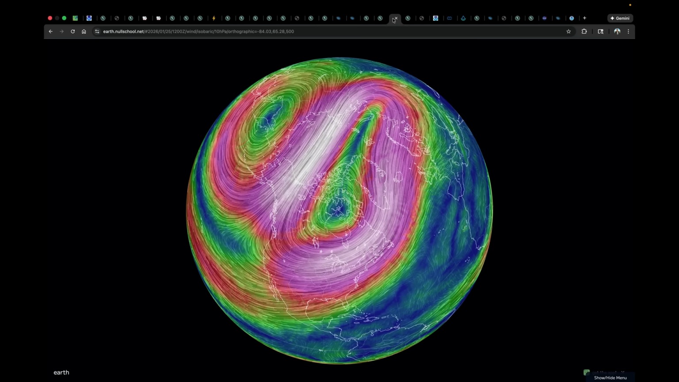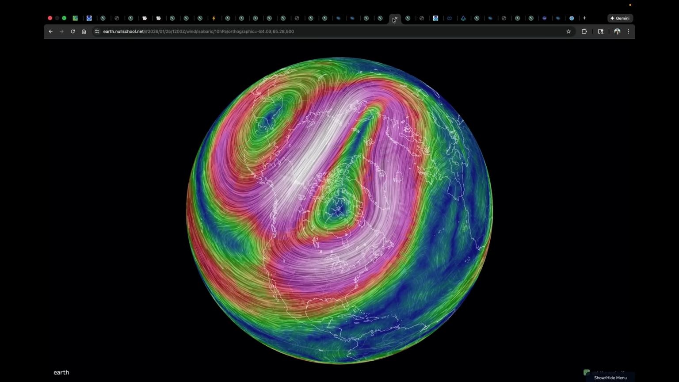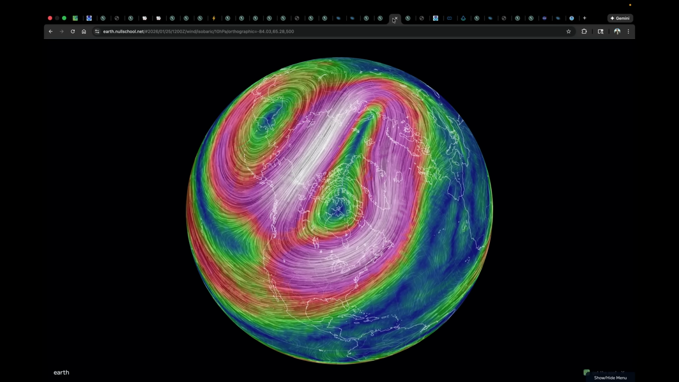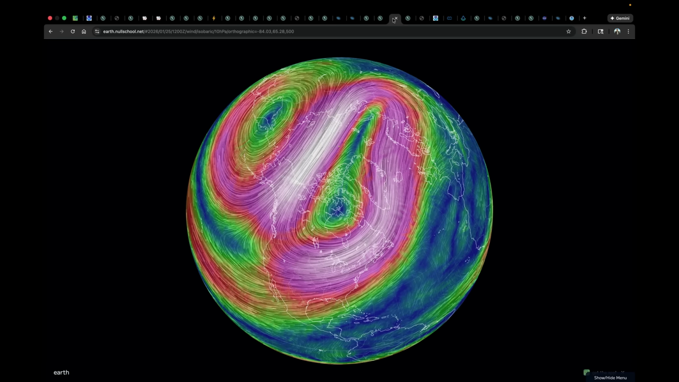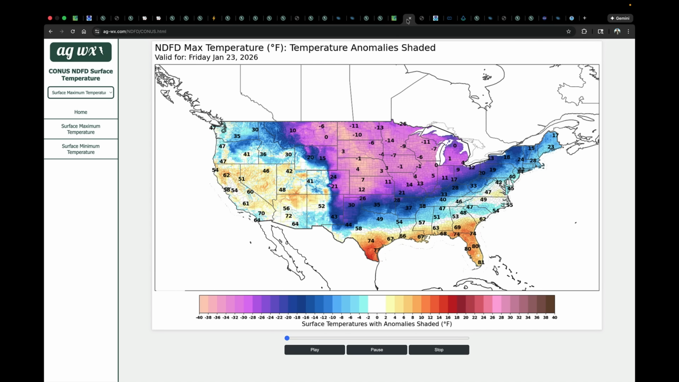Now, let's talk about that cold, because right now, developing over the Hudson Bay, coming out of the Canadian archipelago, is the polar vortex lobe. This is deep in the stratosphere. It is co-located with the coldest air at the surface, meaning it's reinforced and has some staying power.